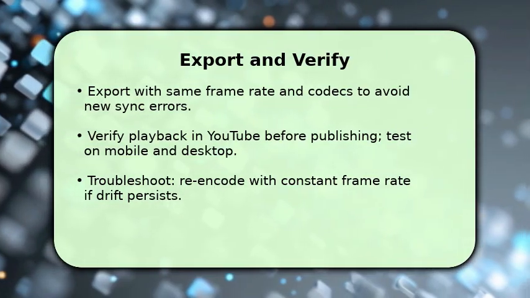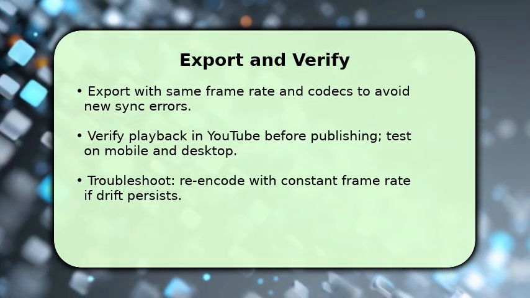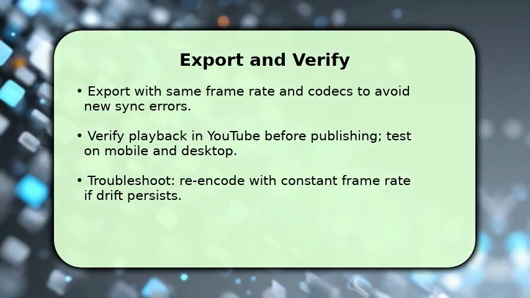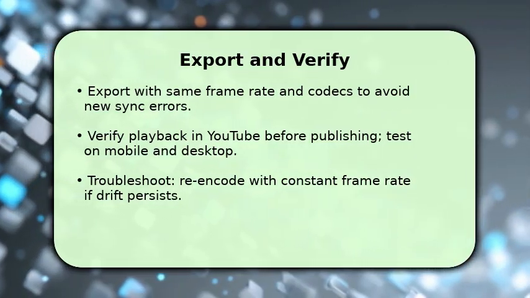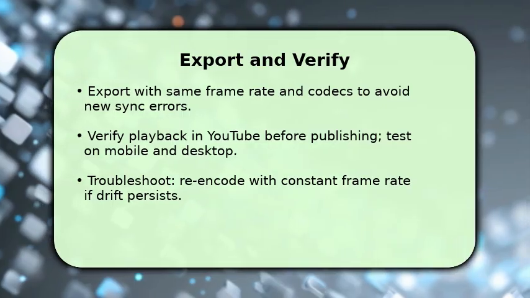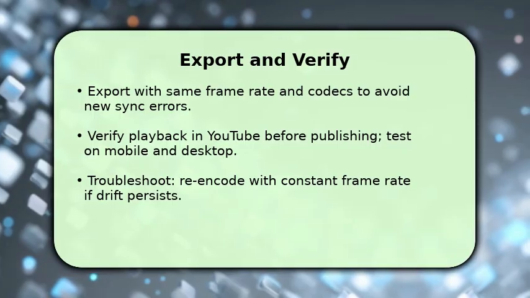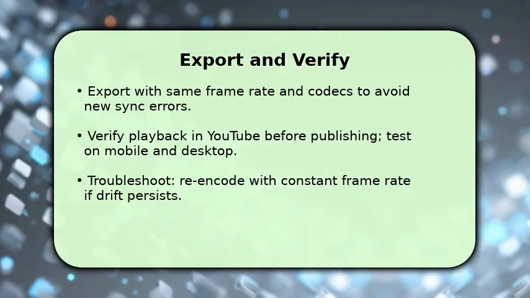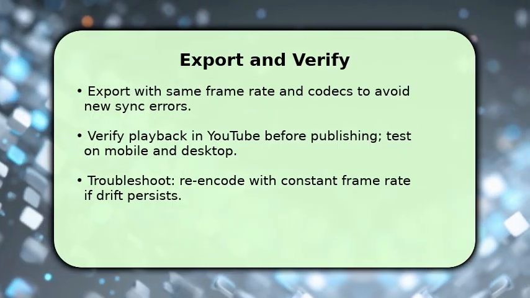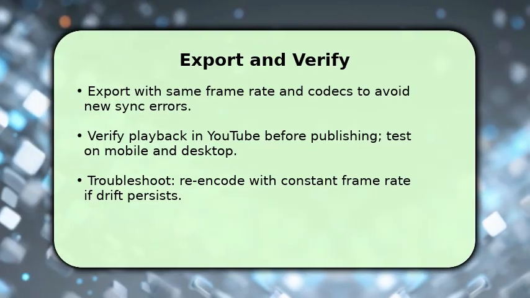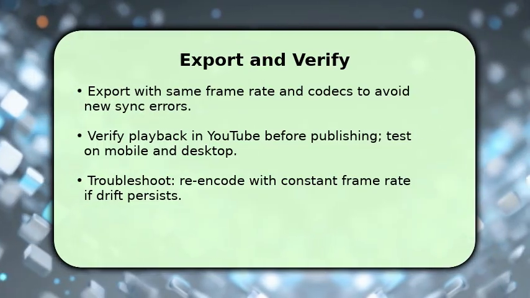Once exported, play the file locally and then upload as an unlisted test to YouTube to confirm sync on both desktop and mobile. If you still see gradual drift between audio and video, re-encode using a constant frame rate or convert audio sample rate to match project settings. If problems persist, revert to your backup and try aligning again with smaller increments.